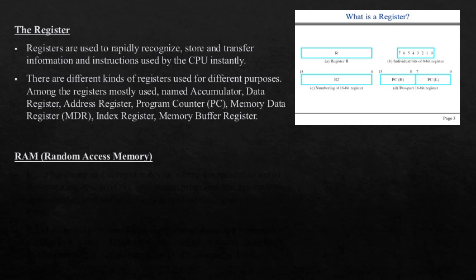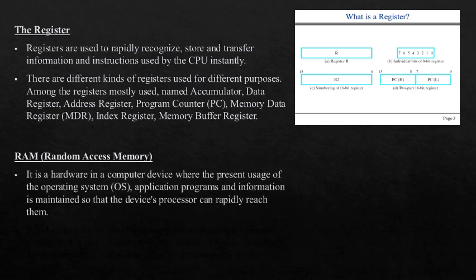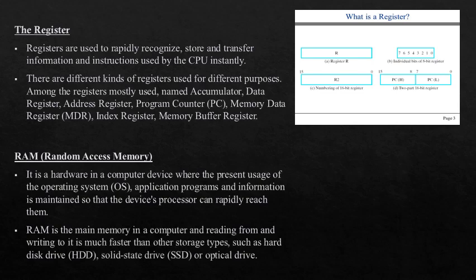RAM, random access memory. It is hardware in a computer device where the present usage of the operating system, application programs, and information is maintained so that the device's processor can rapidly reach them. RAM is the main memory in a computer, and reading from and writing to it is much faster than other storage types such as hard disk drives, solid state drives, and optical drives.